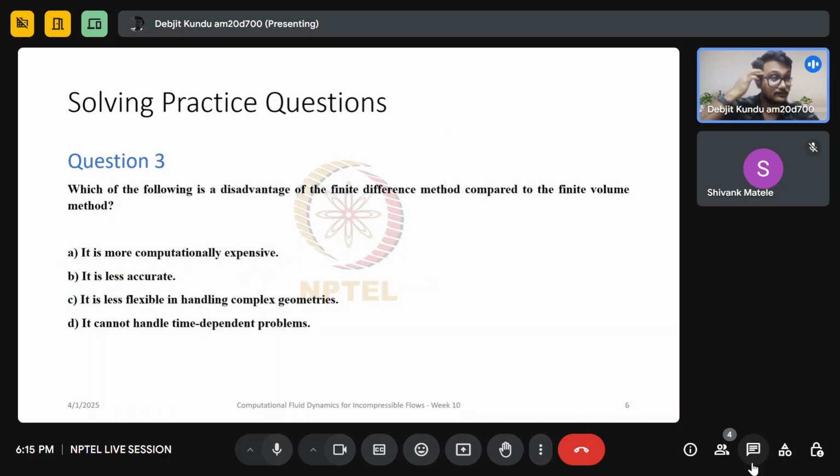Question number 3 is asking, which of the following is a disadvantage of the finite difference method compared to the finite volume method? Is it option A, that it is computationally expensive? Option B, that it is less accurate? Option C, that it is less flexible in handling complex geometries? Or option D, that it cannot handle time-dependent problems?